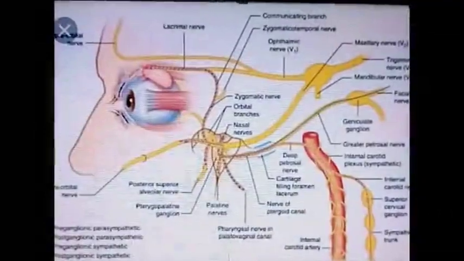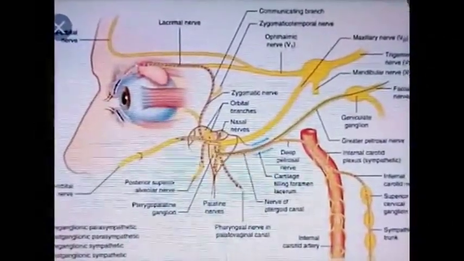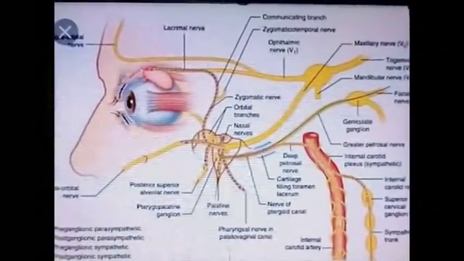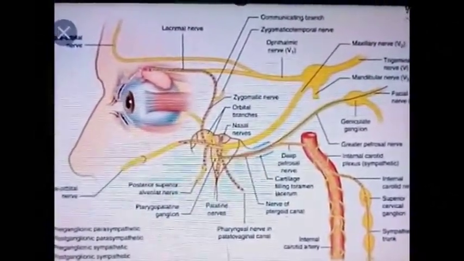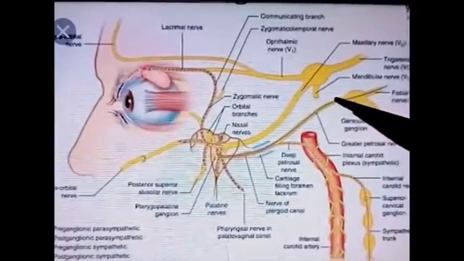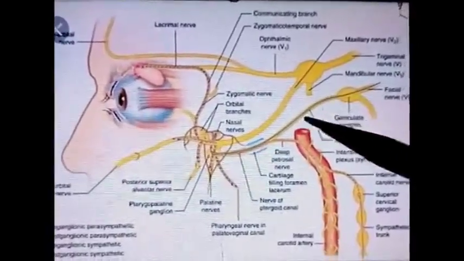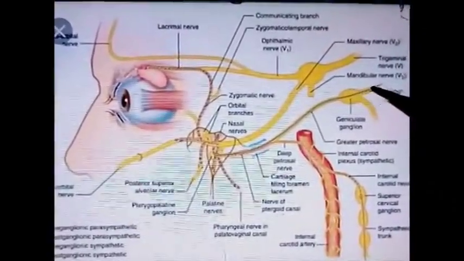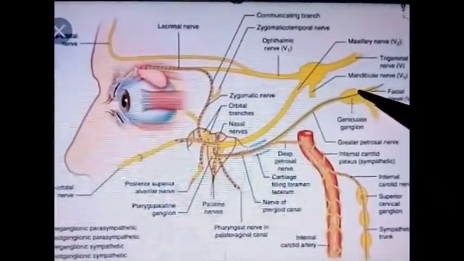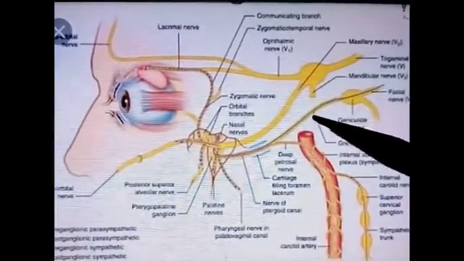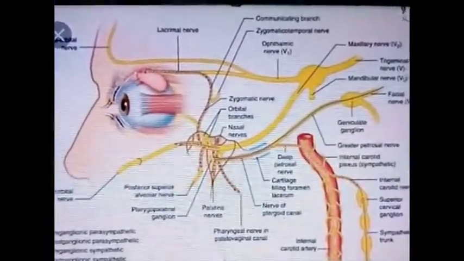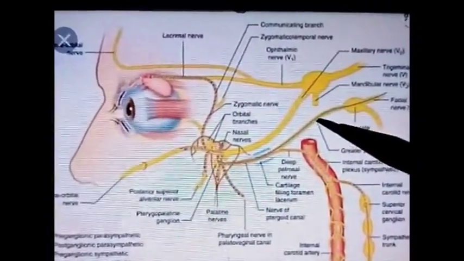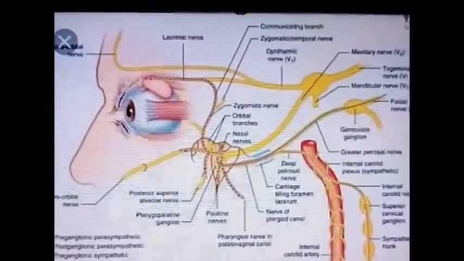The next contents of the cranial cavity are the petrosal nerves. These are three in number: greater, deep and lesser petrosal nerves. First comes the greater petrosal. The greater petrosal nerve arises from the geniculate ganglion of the facial nerve. This is the facial nerve, and from a ganglion known as the geniculate ganglion arises the greater petrosal nerve. It is carrying gustatory and parasympathetic fibers.